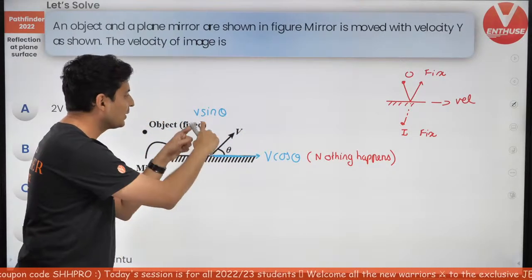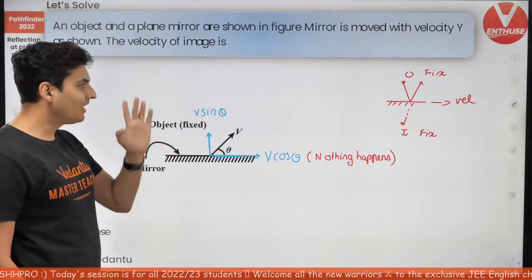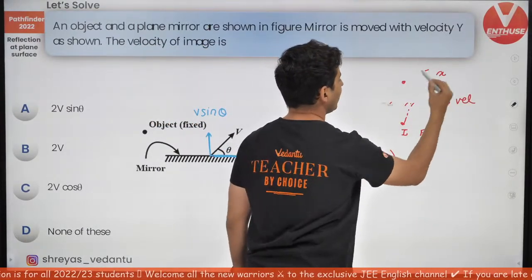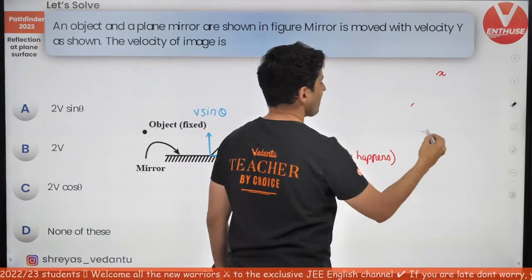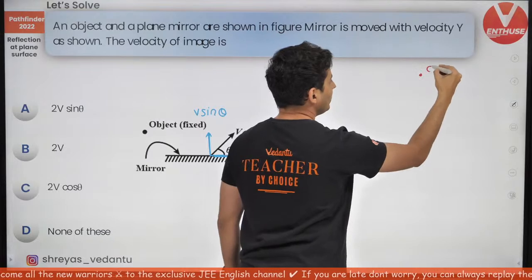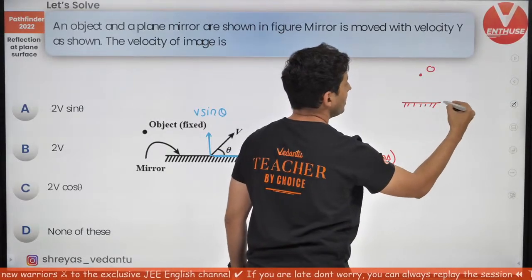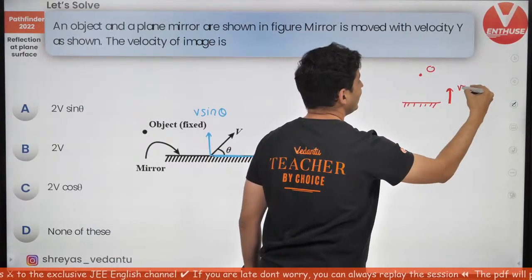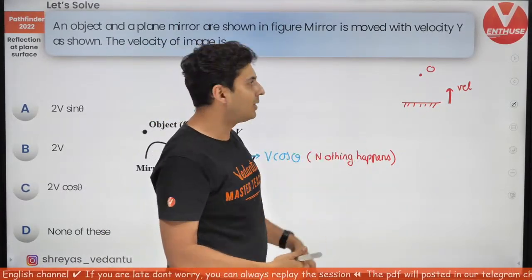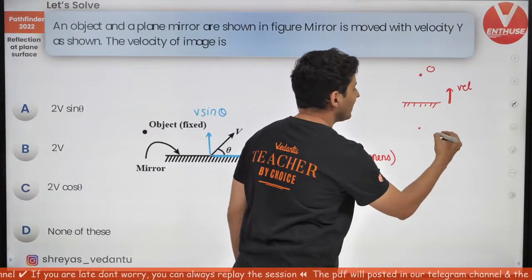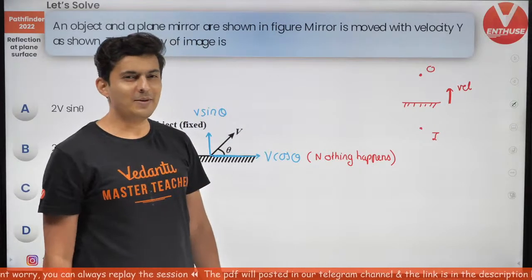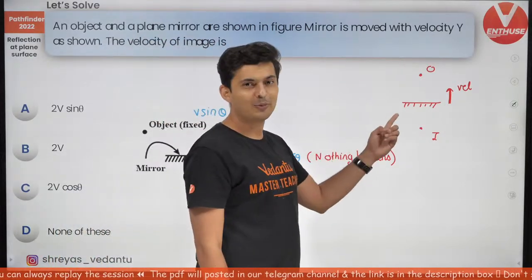But something will happen because of this component, V sin theta. Let's visualize what will happen. Okay, let's see what will happen because of this. So imagine this is the object. This is the mirror. The mirror moves with some velocity like this. The mirror moves towards the object with some velocity. What do you think will the image do? Will that image stay quiet? No. The image will also move.